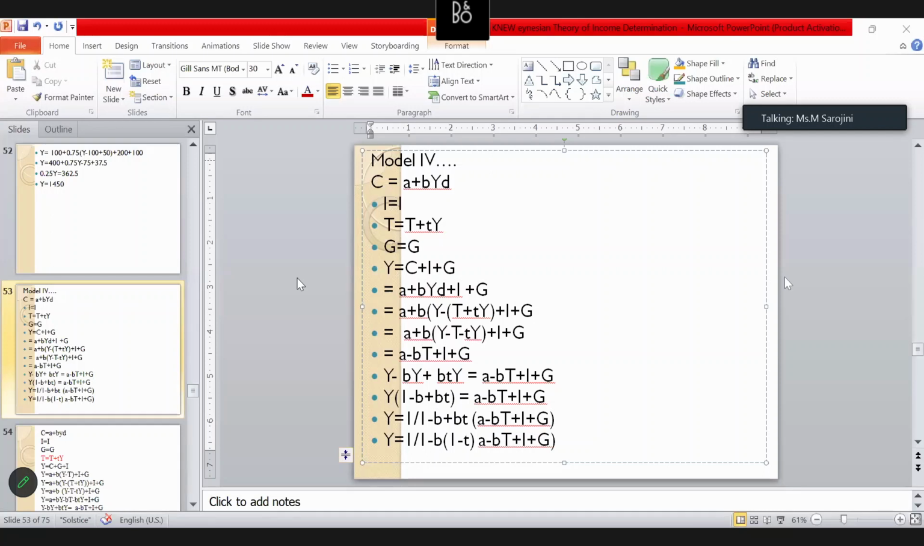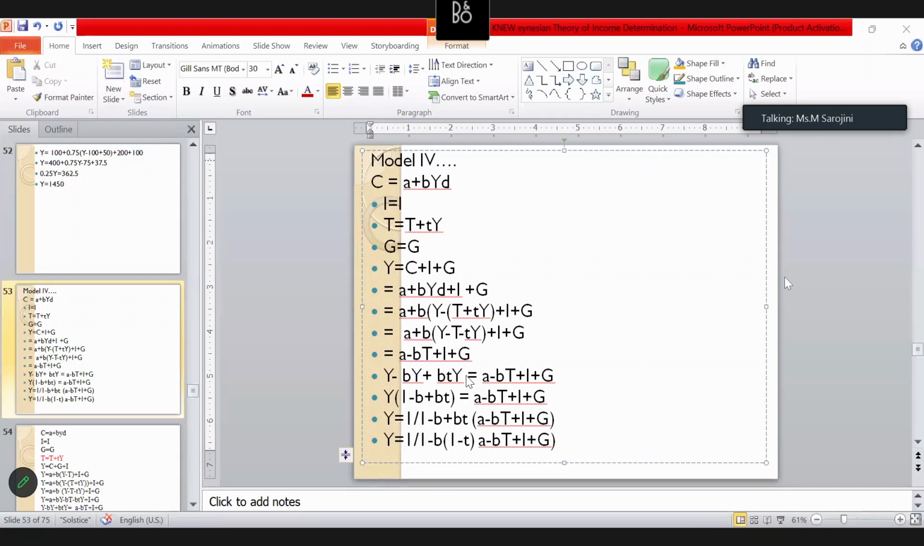In this stage, you have to be very careful. Once you miss this stage, definitely you will get fail marks or the wrong answer. Therefore, this stage is very important. And here again, you have to show the bracket: A plus B into Y minus T minus Ty plus I plus T. Again, you have to show the whole bracket, that is equal to A plus BY minus BT minus BTY plus I plus T.